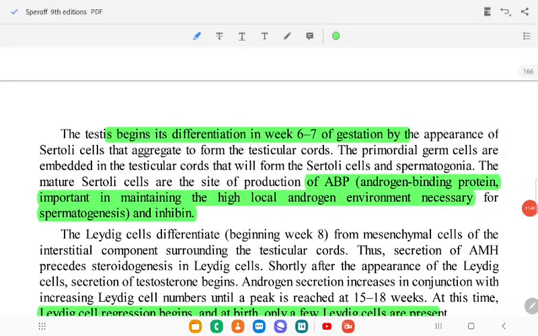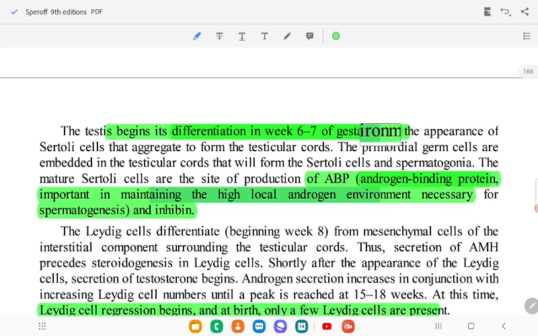Testis differentiation begins at 6 to 7 weeks of gestation with the appearance of Sertoli cells that aggregate to form testicular cords. The primordial germ cells are embedded in the testicular cords formed by the Sertoli cells and become gonocytes. The mature Sertoli cells are the site of production of androgen binding protein, important for maintaining the high local androgen environment necessary for spermatogenesis.